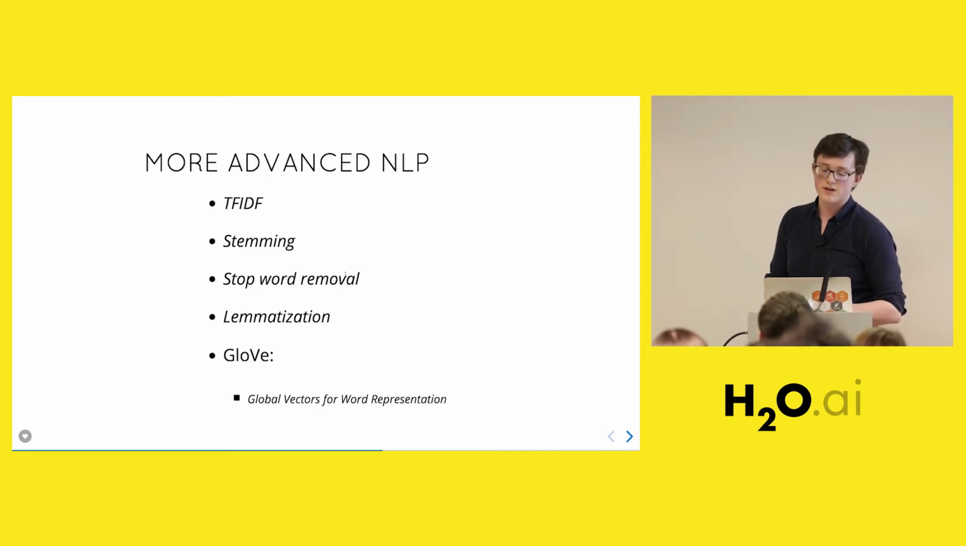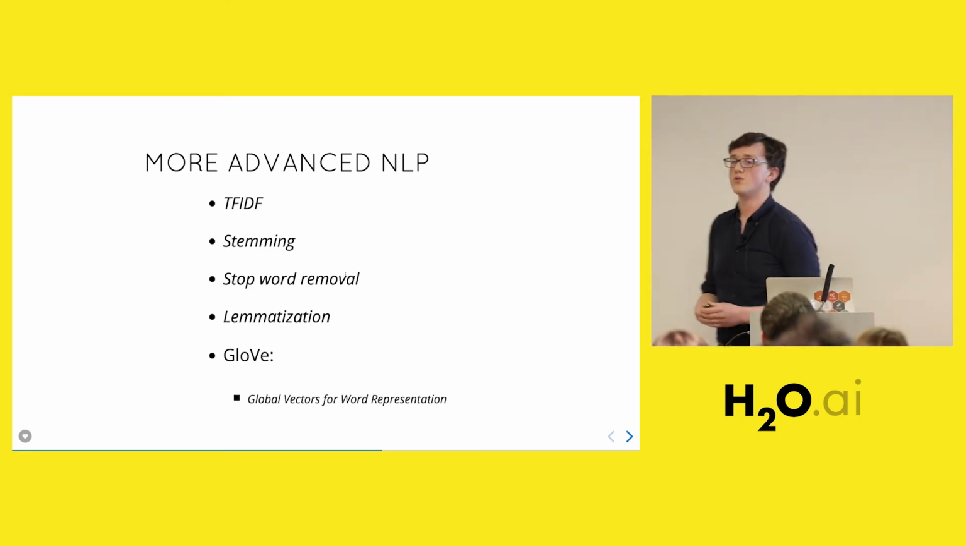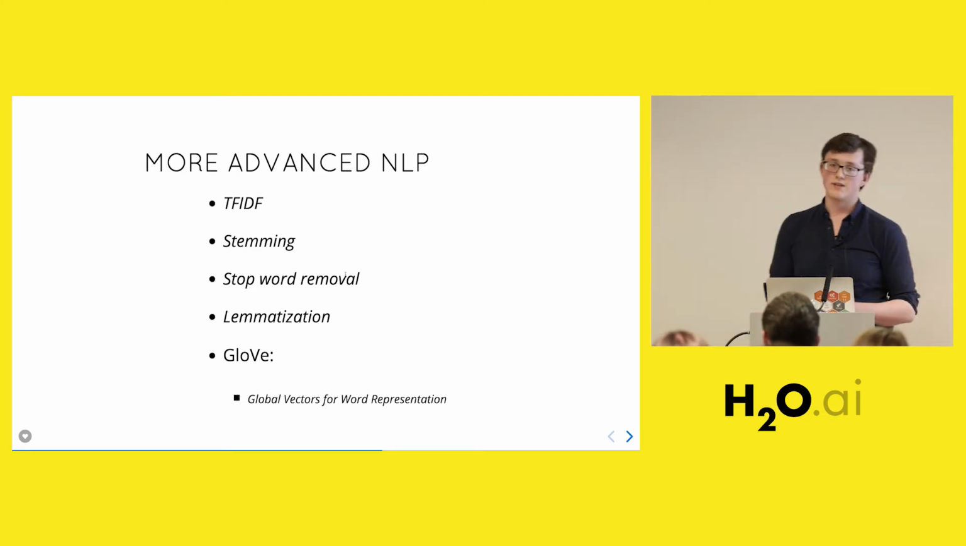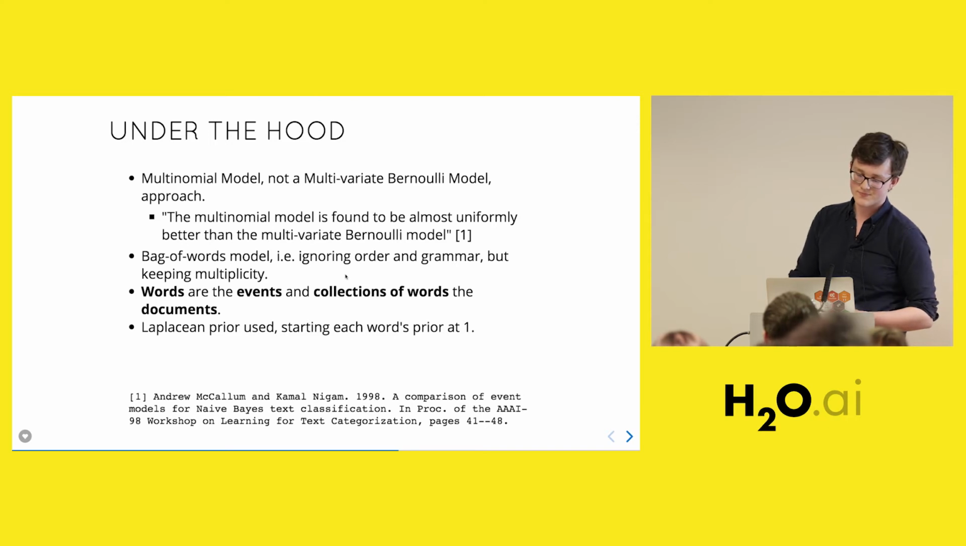And GloVe, which is Global Vectors for word representation, is a trained model on a large corpus of documents, which allows more advanced term feature extraction.